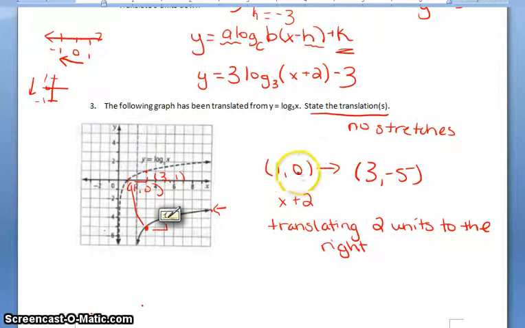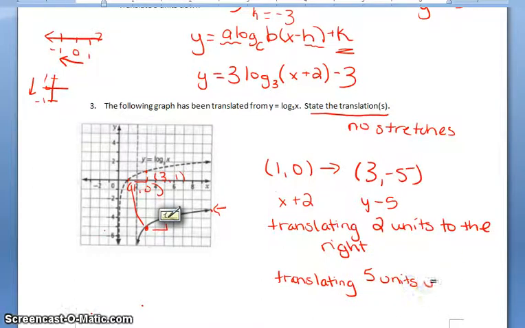Then let's look at the y. We go from 0 to -5, so here we would go y minus 5 to go from 0 to -5. So this one is saying that we're translating 5 units down. Okay, so just from looking at one coordinate from each function, we can tell this.